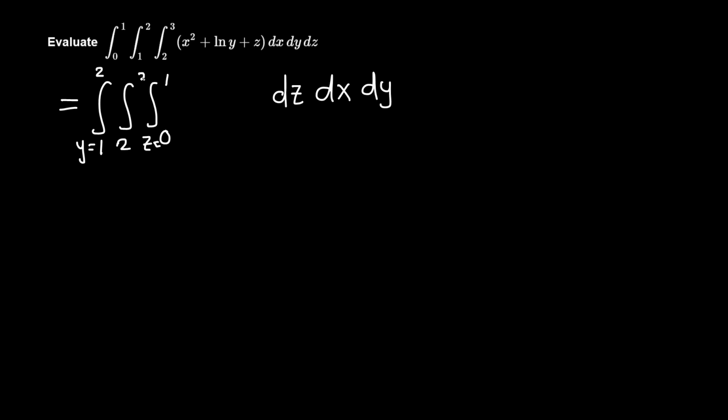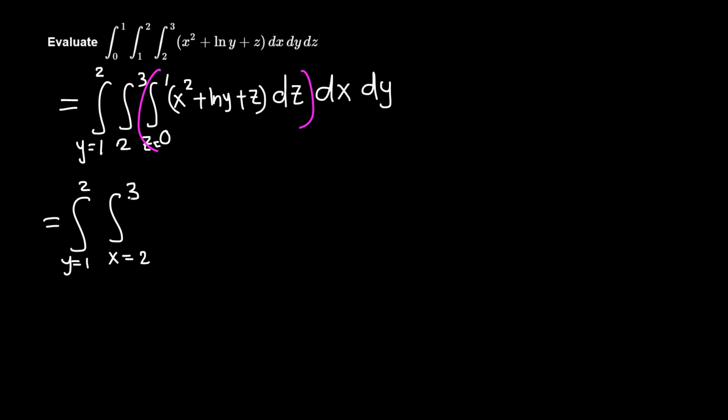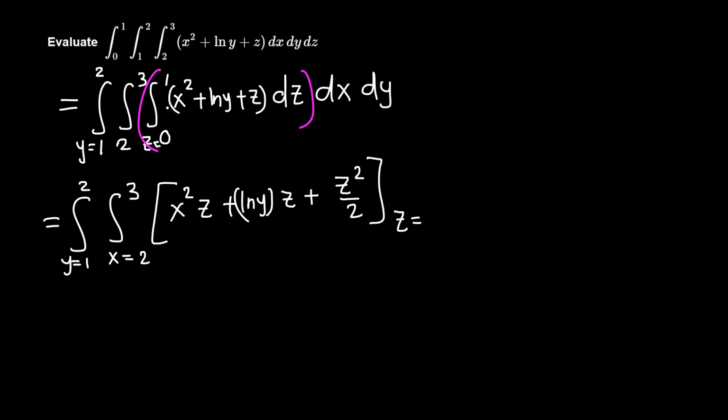Okay, here is 2 to 3, and still the same function, x squared plus ln y plus g. Now we want to integrate this with respect to g first. So here y 1 through 2, then x 2 to 3. Now x squared behaves like a constant with respect to g, so the antiderivative of x squared with respect to g is x squared g. Similarly, ln y times g, plus the antiderivative of g with respect to g, that's g squared over 2.